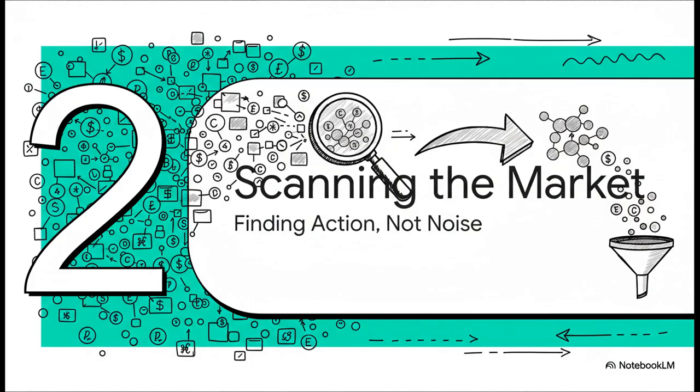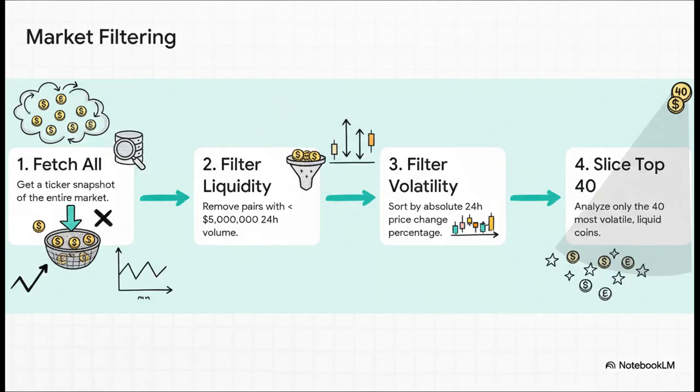Okay, so before the algorithm can analyze risk, it first has to decide what to even look at. I mean, trying to scan the entire crypto market with thousands of trading pairs is just slow and inefficient. So the first bit of really clever design is how it filters everything down to focus only on what actually matters right now. It uses a really smart four-step process.